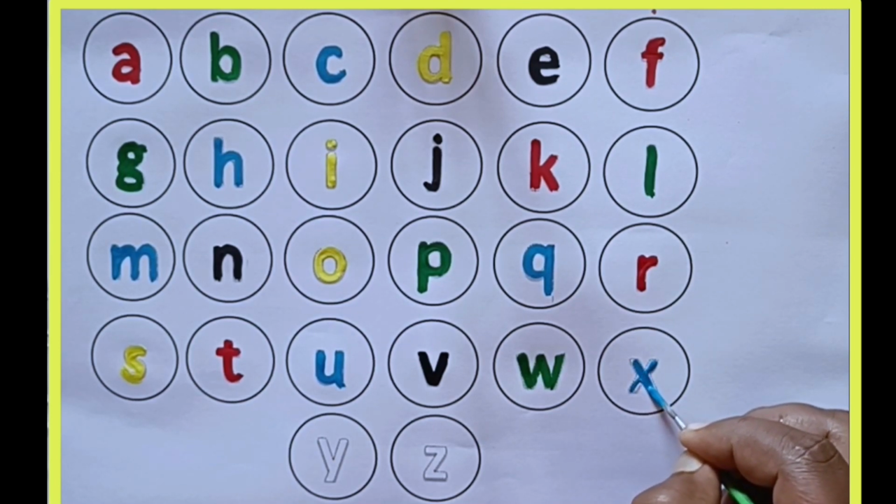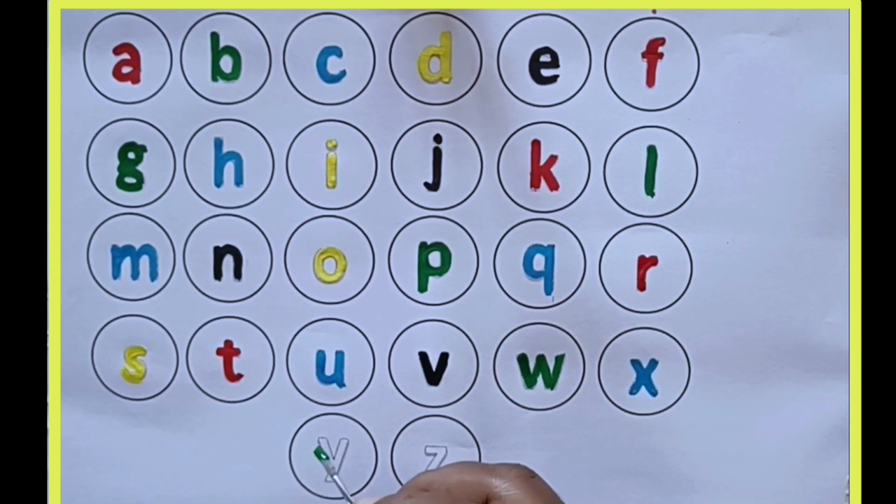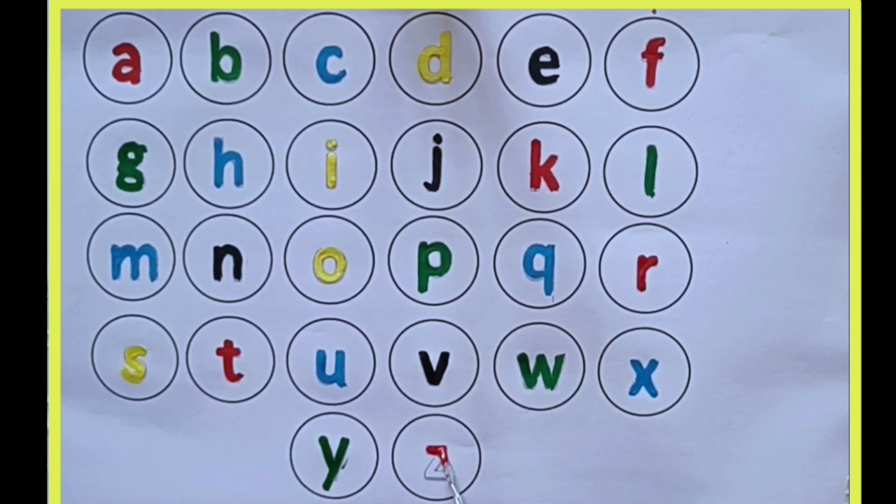X for Xmas tree, X for Xmas tree. Y for yak, Y for yak. Z for zebra, Z for zebra.